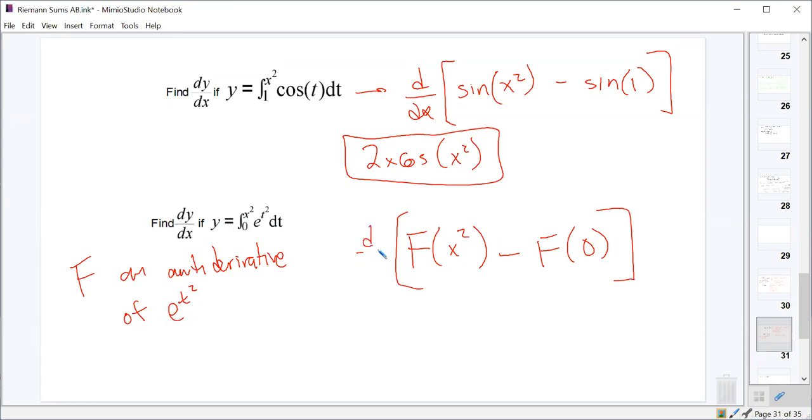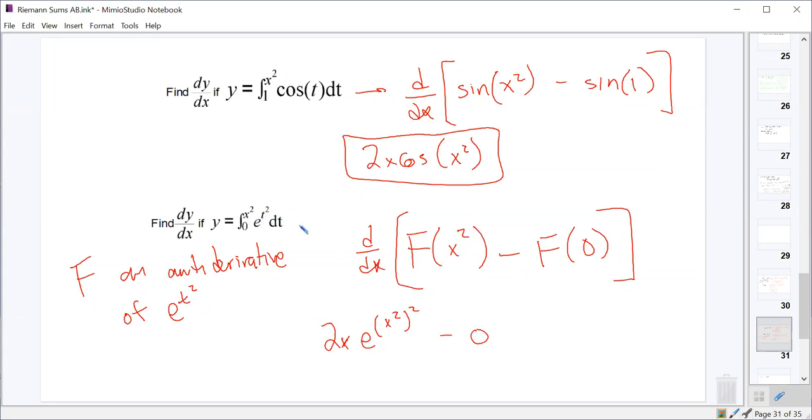And so then we're going to take the derivative of that with respect to x. Well, what's the derivative of capital F of a function? Well, that's the chain rule. It's the function's derivative, 2x, times the derivative of capital F. What's the derivative of capital F? Well, it's e to the t squared. So that'll be e to the x squared squared, and then minus 0.